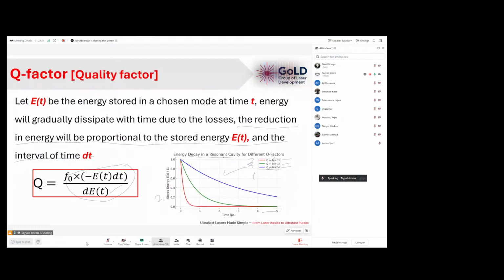So what is this actually? Energy decay in a resonant cavity for different Q factors. What difference do you see? Here the energy decay is kind of exponential, and here is also something like this. And here it is very abrupt, from here to here, and then it gets to almost zero.